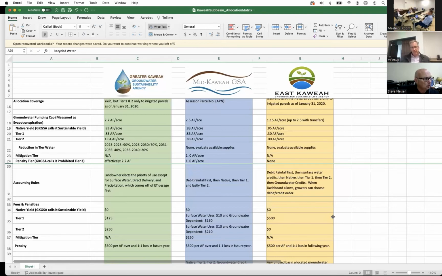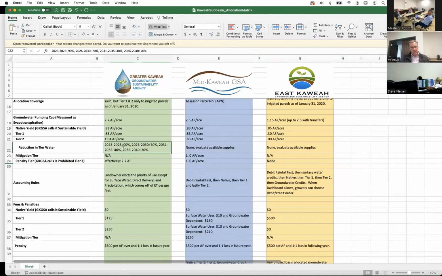Yeah, can you go through the reduction in tier water? It's a little unclear the way it looks like that's an allocation of the 100%. So the reduction for 23 to 25 would be 10% from those numbers, right? Correct. That's what that means. So the way I interpret that is that from 2023 onward, you get 90% of those amounts. From 2026 to 30, you get 70% of those amounts. And then 31 to 35, you get 40% of the tier 1 and tier 2 amounts. Does that make sense? And that's the water year, the year we're in, it's at 100, but next year is when these reductions started.